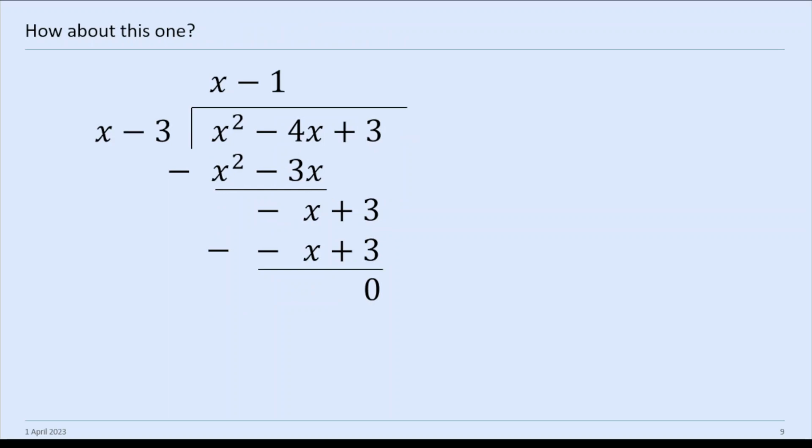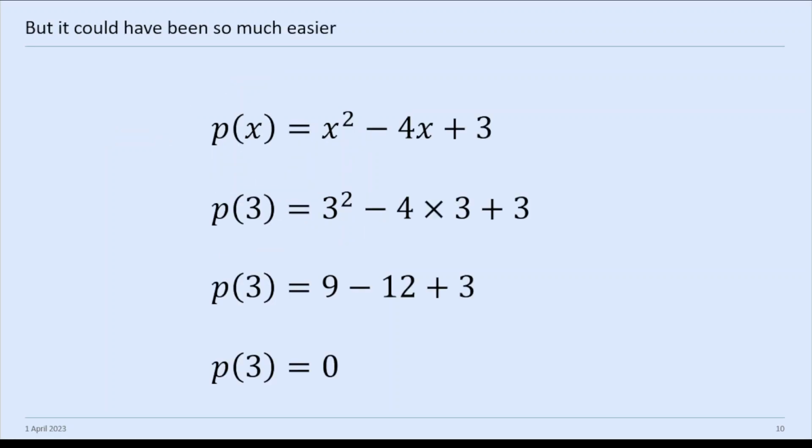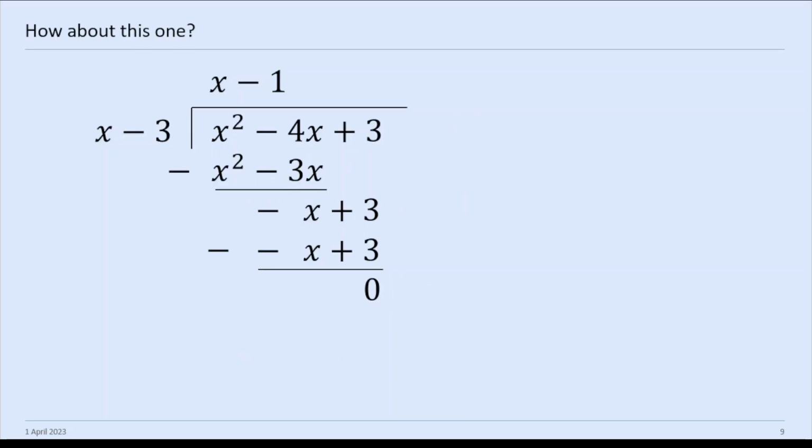Here's another one. x minus 3 into x squared minus 4x plus 3. Now when we follow this through, we find remainder 0. And we ask ourselves, well, is there something special going on? And there is, and we'll look at that in the next video. This is linked to the factor theorem, which is if the remainder is 0, then x minus a, in this case x minus 3, is a factor.